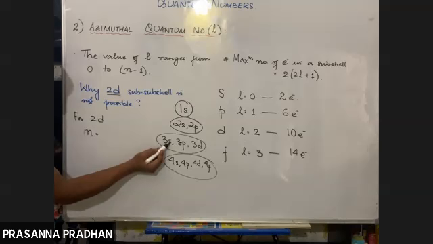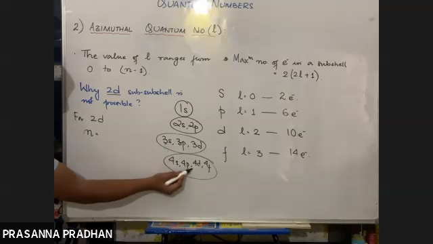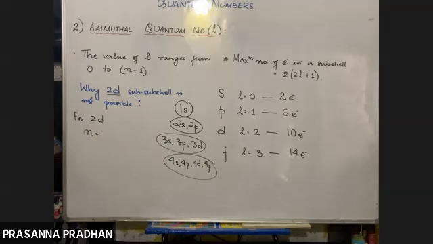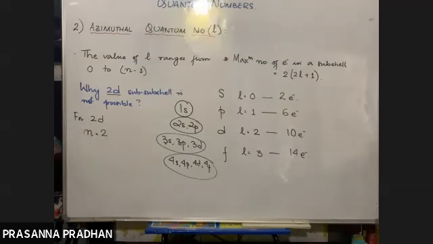This number denotes the value of N. 3S means S subshell in third shell. 4D means D subshell in fourth shell. So what is the value of N here? 2D means what is the value of N? 2, second shell. For N equals 2, what are the possible values of L?